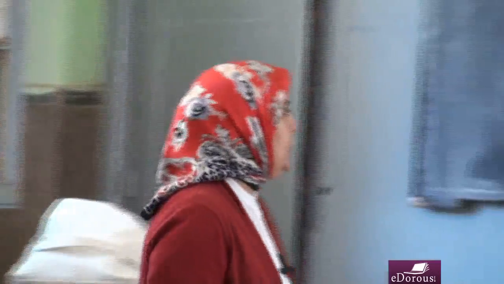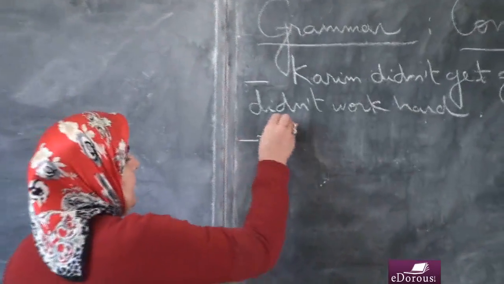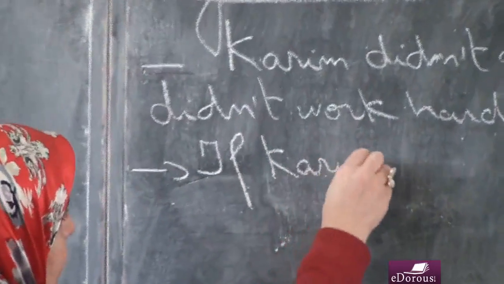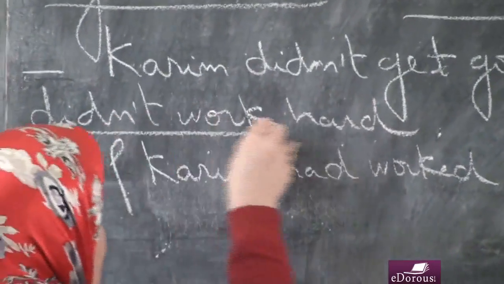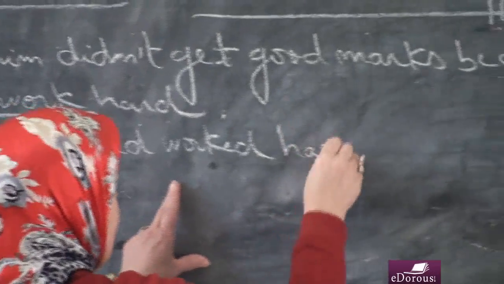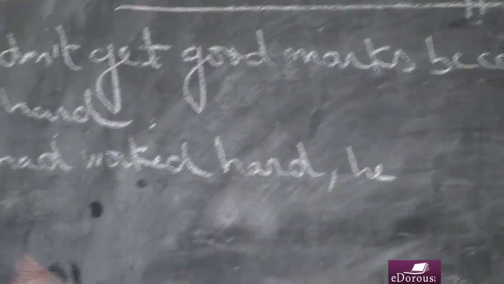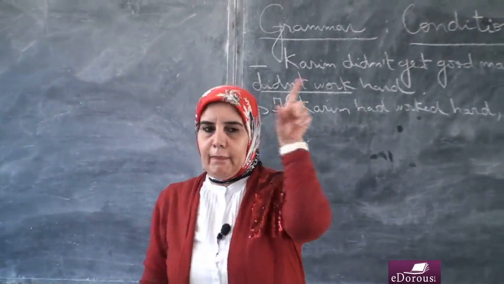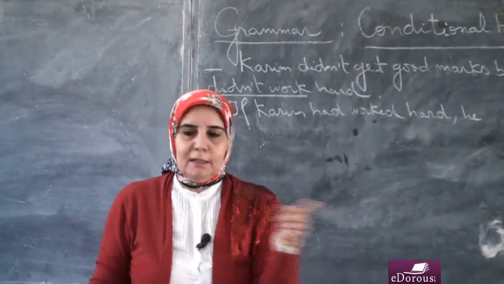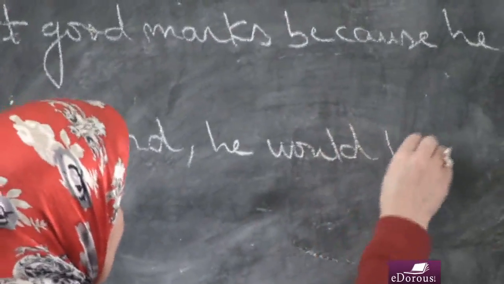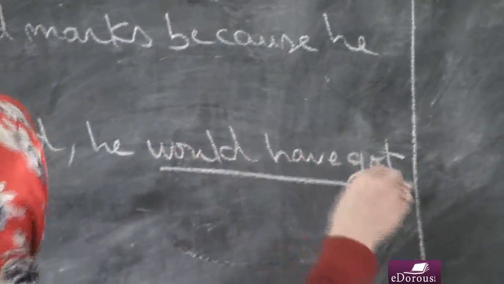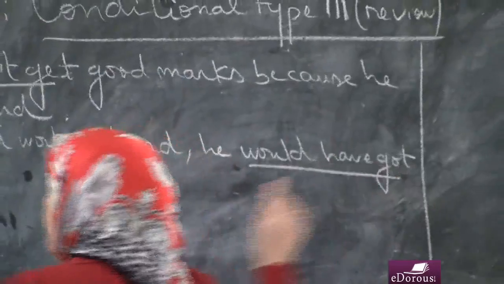Yes, please. If Karim had worked. Yes, good. If he had worked. So Karim didn't work hard. If Karim had worked hard, he would have got good marks. He would have got. So he didn't get good marks, but he would have got good marks.